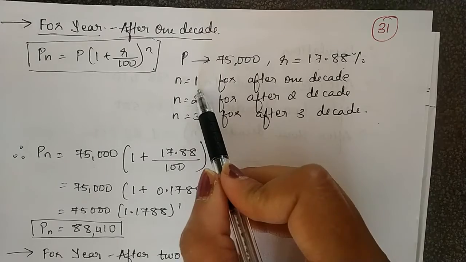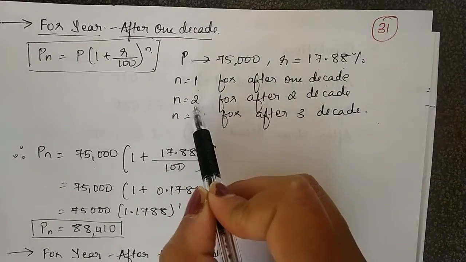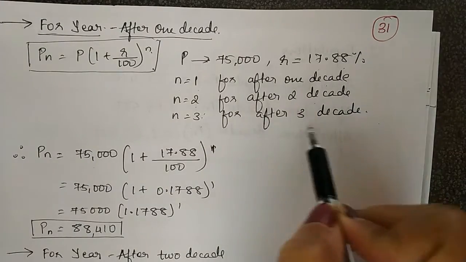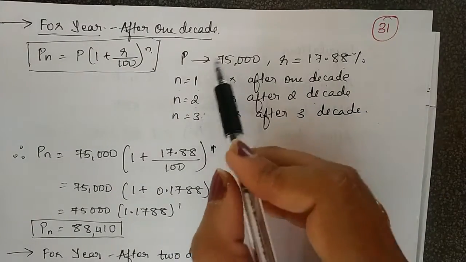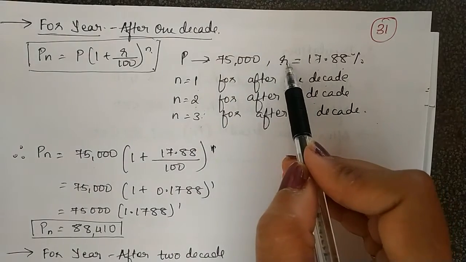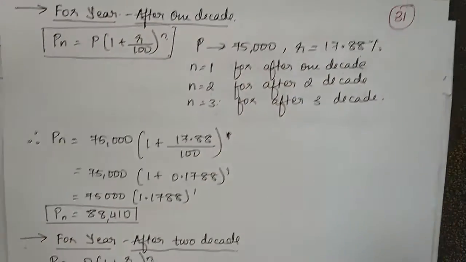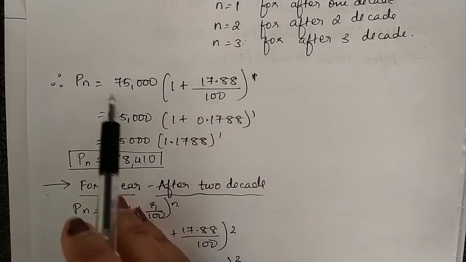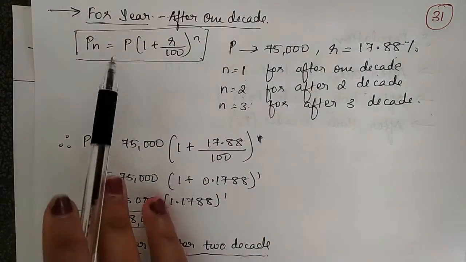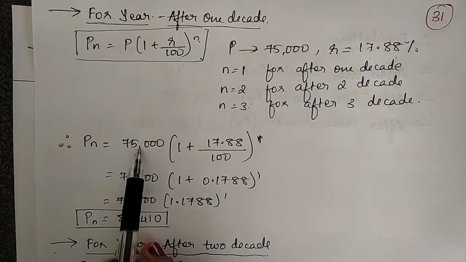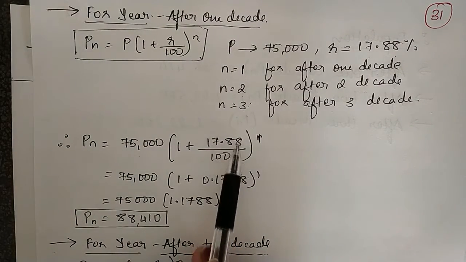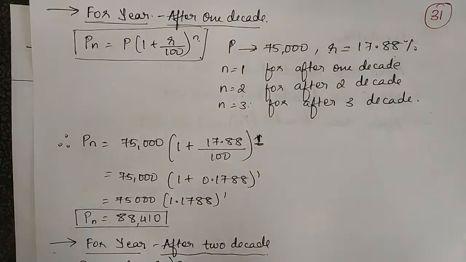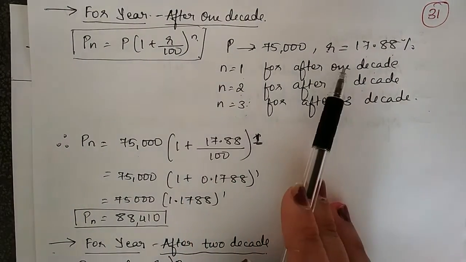So N is equal to 1 for after 1 decade, N is equal to 2 after 2 decades, and N is equal to 3 for after 3 decades. So this N value changes, else your P and R values are same here. Clear? Now what we are going to do here, we are going to start solving. So put your values into the formula here. Whatever formula you have, substitute the values. P 75,000 into 1 plus 17.88 divided by 100 raised to 1. So n is 1 here for after 1 decade.